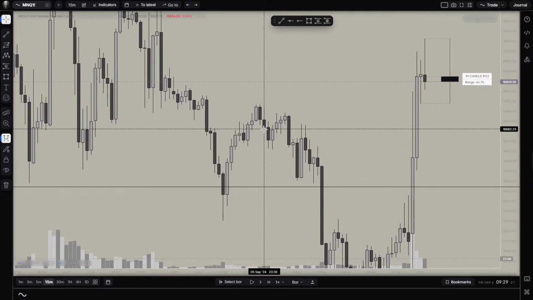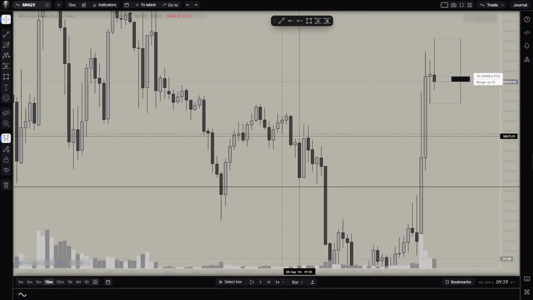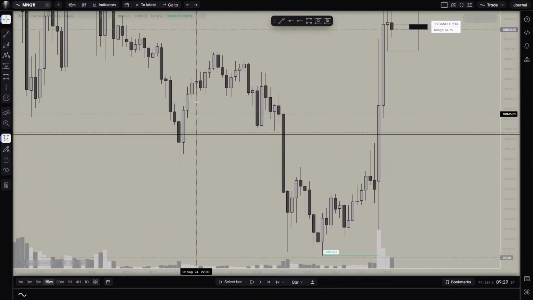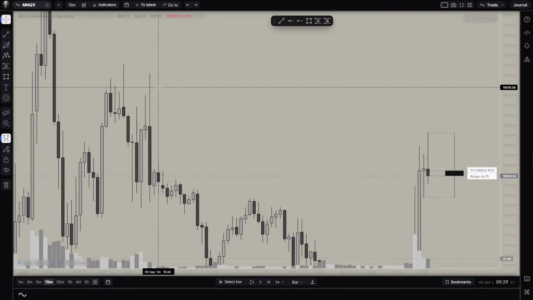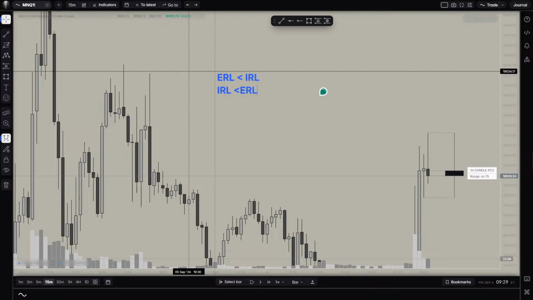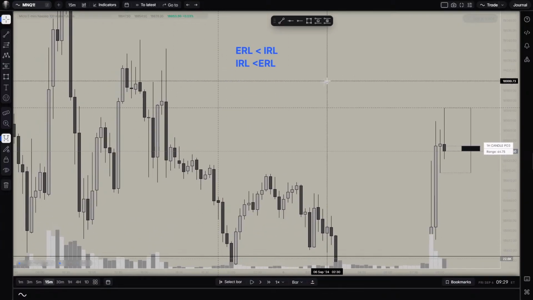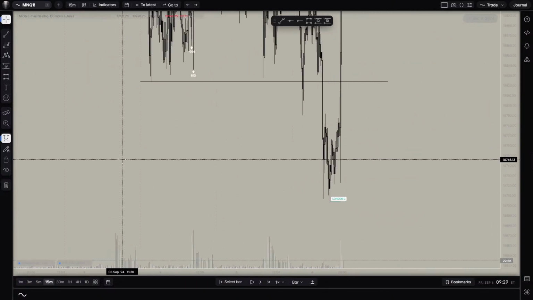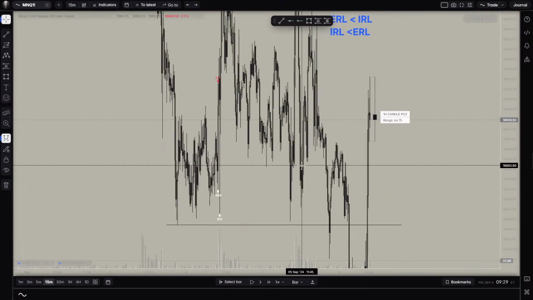When price moves into this 15 minute, it ramps down to take this external range liquidity. Always remember, price moves from ERL to IRL, or from IRL to ERL. It means price moves from taking external range liquidity to fill into the internal range. There is no price action here.